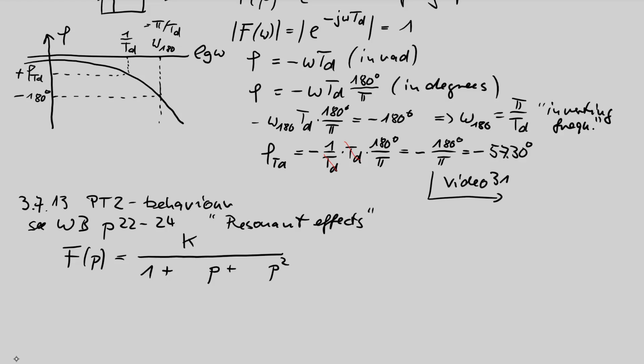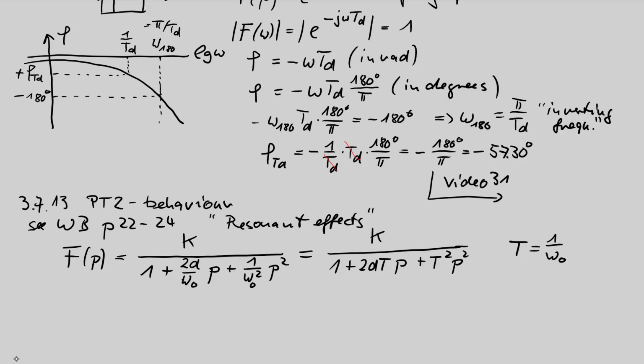Normally I can use letters, say A and B, for the coefficients, but in the PT2 behavior it is common to write the following expressions to define 2 important parameters. That is 2 times d divided by omega naught, and here we have 1 divided by omega naught squared. In the Laplace table, we often find not the omega naught, which is the resonant frequency, but a time constant. It is also possible to write the standard form of PT2 in this way. Now we have the definition of a time constant, a time parameter, and if you compare both equations, then T is just the inverse of the omega naught frequency.